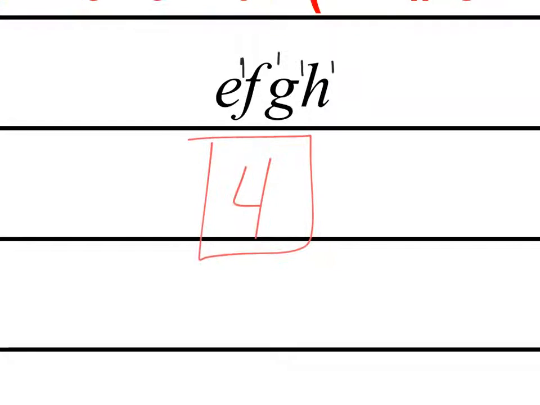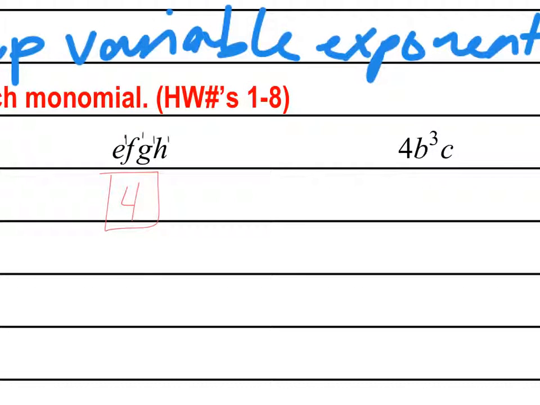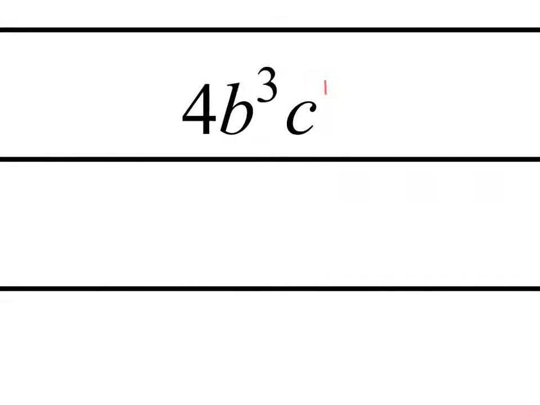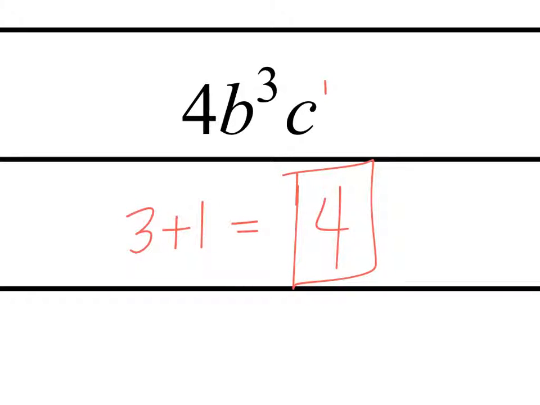Okay. And then our degree for the last one, 4b cubed c. What exponent does c have? 1. So I would add up my exponents. 3 plus 1 would give me a total of a degree of 4. And it's not 4 because of the number in front, it's 4 because I'm adding up my exponents. Okay, so those are your degrees.